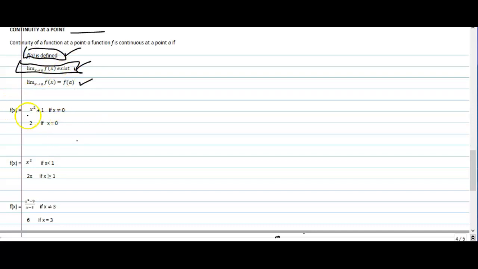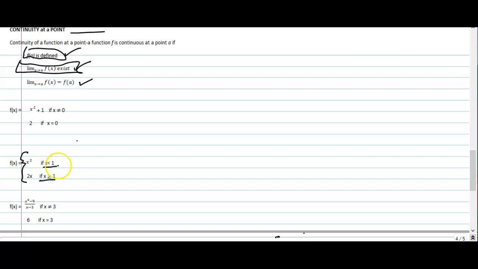So we've looked at this example, so we're going to look at another example. Here, f of x is equal to x squared if x is less than 1, and it's equal to 2x if x is greater than or equal to 1. So we want to determine the continuity at x equal to 1.